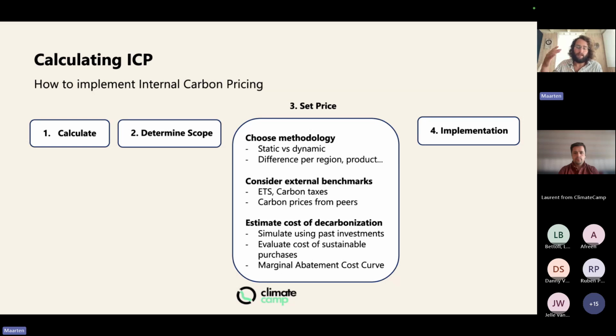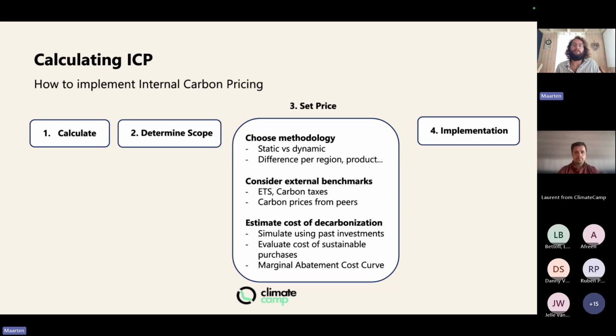But you could also take a dynamic price. You could say, okay, we have an internal carbon price of, let's say, 50 euros per ton of CO2 equivalent, but then increase it with 10% every year. So these type of choices when it comes to methodology is really important before you actually choose a price signal. Otherwise, you might get into trouble because you might simulate costs which are totally not relevant within 5 to 10 years because of price increases. The second part is also the difference per region and per product. Internal carbon pricing, depending on which scopes you apply to, depending on which organizational units, you need to decide how limited it is and where it is applied to.